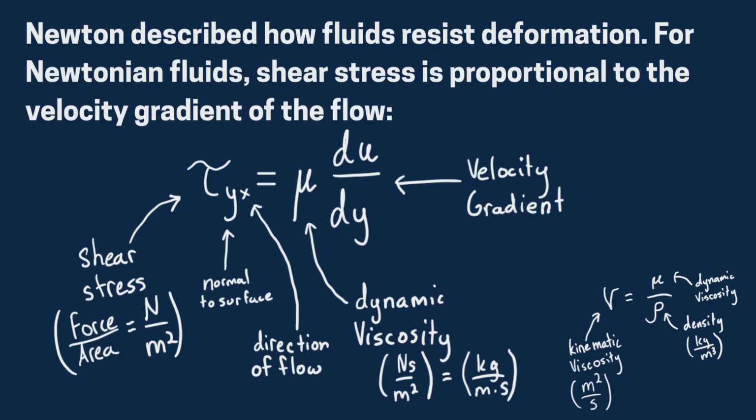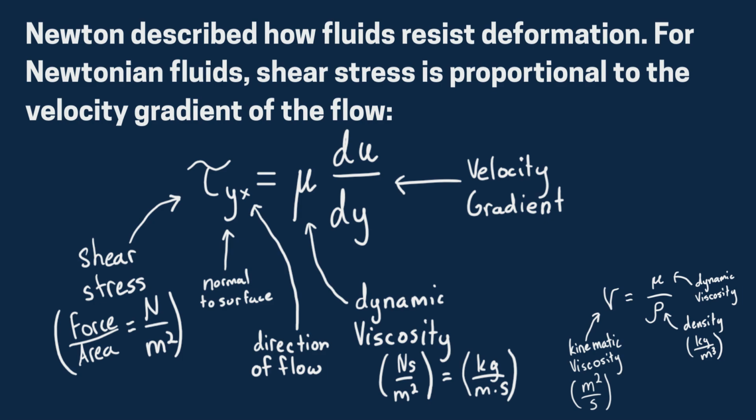Dynamic viscosity follows the same definition of viscosity that we've been talking about. Please note that viscosity could also be represented by kinematic viscosity, which is denoted by the Greek letter nu. The equation for this is simply dynamic viscosity divided by density, as we can see in the bottom right corner of the slide. The final term is du over dy, which represents the velocity gradient of the velocity profile.